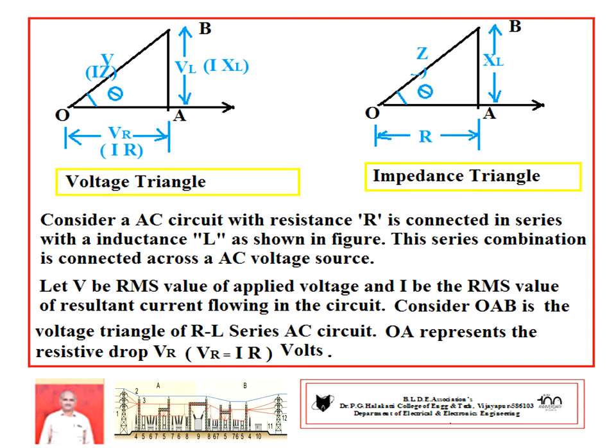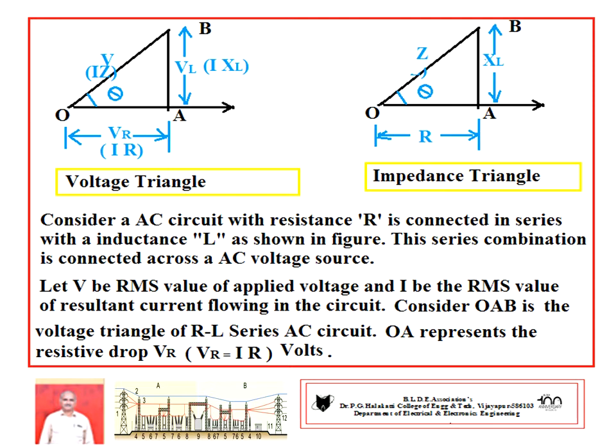In the voltage triangle, vector OA represents the voltage drop across the resistance, given by I into R. Vector AB represents the voltage drop across the inductance, I into XL. So OB represents the applied voltage.